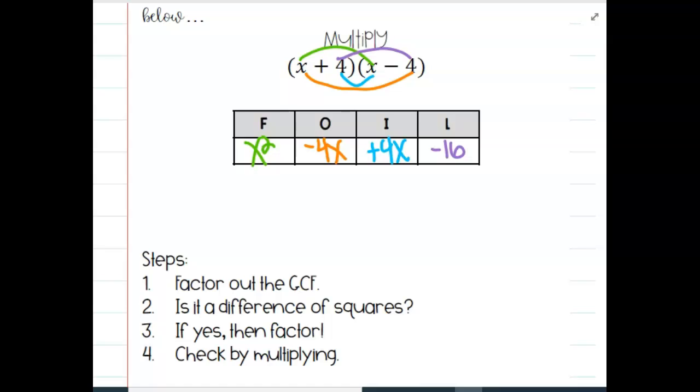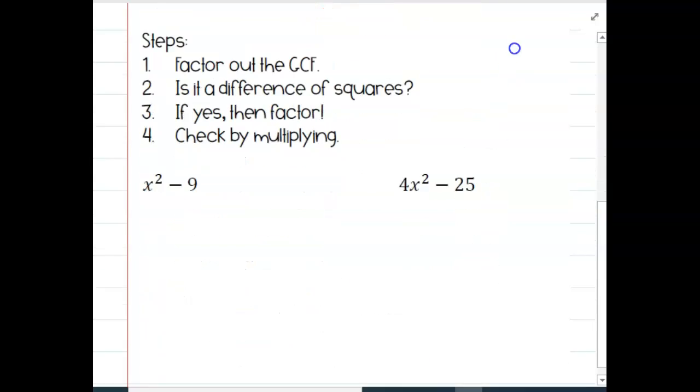And I already mentioned this. Usually, you get your F, and you get your L. Usually, the O and I combine together to give you that middle term. But what happens here, and what happens every single time when you multiply the exact same thing, the only thing that's different is the signs, that middle term is going to cancel out every single time. So since these were so easy to FOIL, because all you had to do was the F and the L, they're so easy to factor, okay?